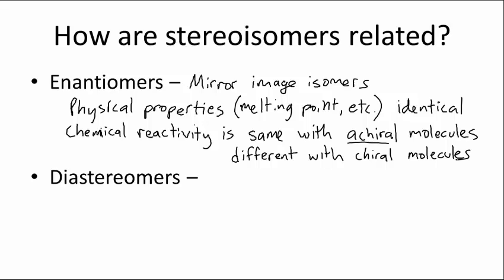And then diastereomers, these are non-mirror images, so these are any stereoisomers that aren't mirror images. These will have different physical properties and different chemical properties with any reagent. Sometimes the properties are still very similar, but they could, in theory, be very different.